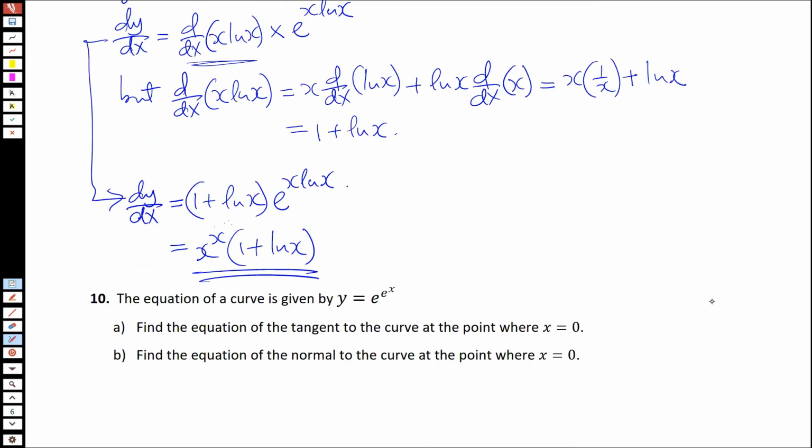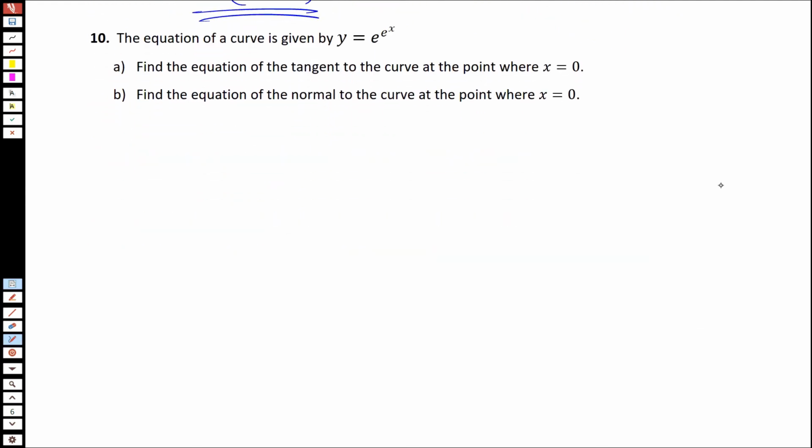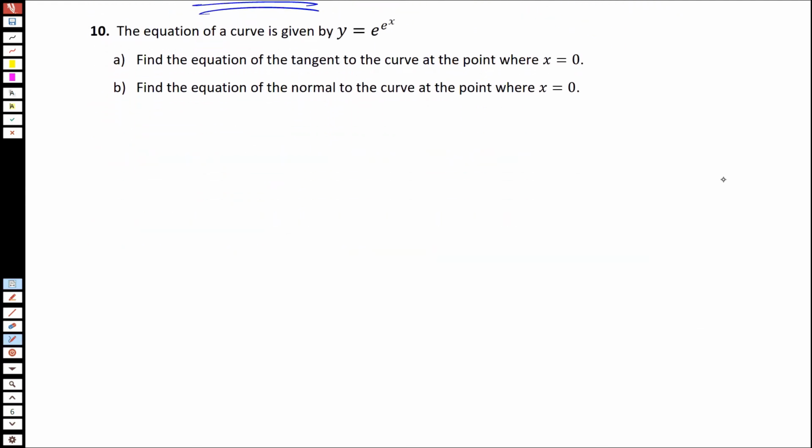We can apply the same method, well, not necessarily in this question. Anyway, we are required here to find the equation of the tangent to the curve at x equals 0 and the equation of the normal. So we have this function here. Let's start with part A. We have y is equal to e to power e to power x.